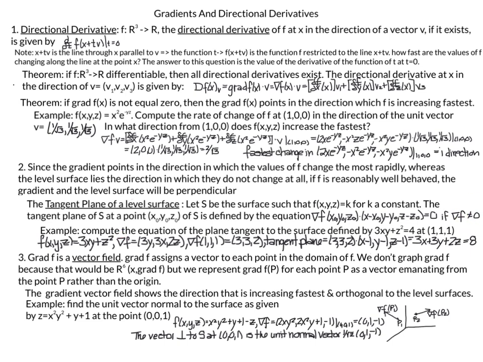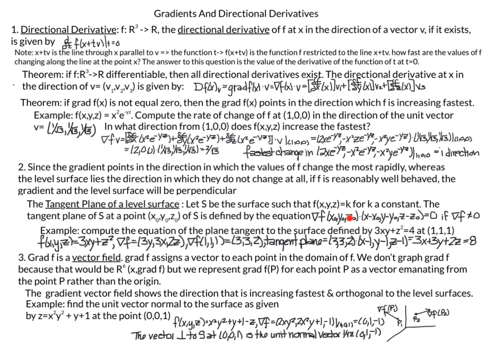So for example, we can compute the equation of the plane tangent to the surface defined by 3xy plus z squared equals 4 at the point 1, 1, 1. So we look at our equation, 3xy plus z squared, and we'll take the gradient. With respect to x, that'll be 3y. With respect to y, that'll be 3x. And with respect to z, that'll be 2z. We calculate the gradient at 1, 1, 1, and we get 3, 3, 2.